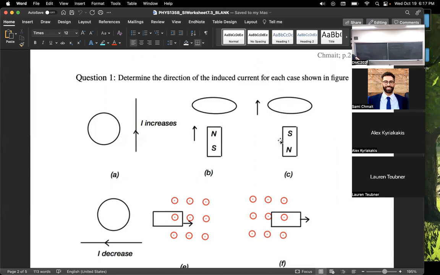Now, looking at letter C here, we have a loop moving away from the south terminal of a battery. So the B field is coming in and the vectors are coming towards the south terminal. As you move it away, you're going to be having less coming into the loop. Because we're having decreased B field coming into the loop, by Lenz's law, we need to increase the amount of B field going into the loop. Therefore, per that statement of in, it's going to be a clockwise induced current.